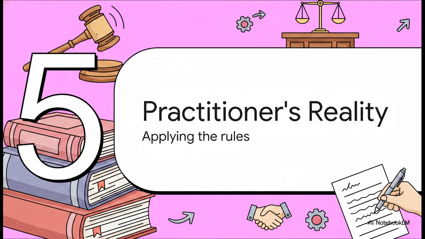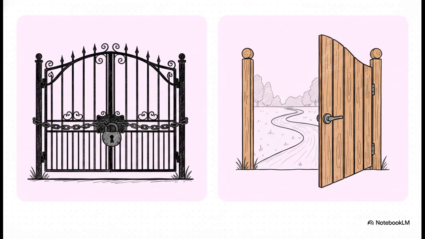Finally, let's look at Section 5, the practitioner's reality. Let's step out of the classroom for a second and bring these abstract rules directly into the real-world courtroom. This is where cases are quite literally saved or lost. Understanding the distinction between mandatory and directory provisions. A mandatory provision requires strict compliance. If you mess it up, it invalidates your act. A directory provision, on the other hand, is the preferred course, but non-compliance doesn't automatically void the whole proceeding.